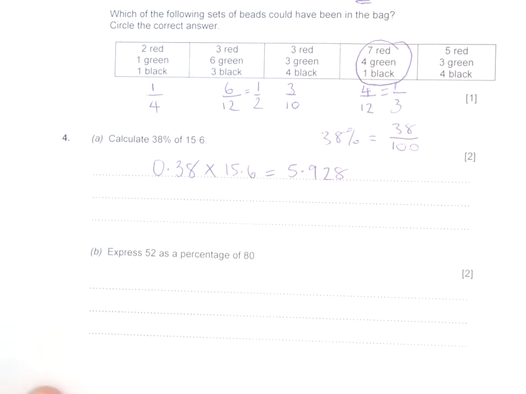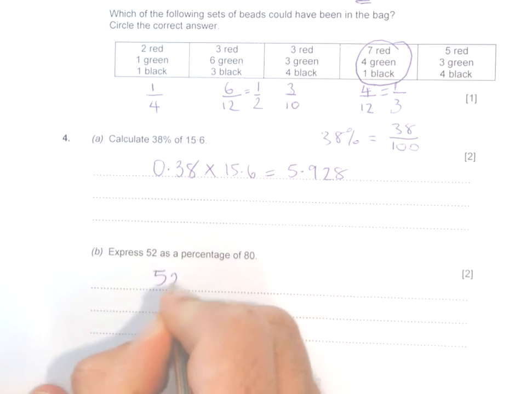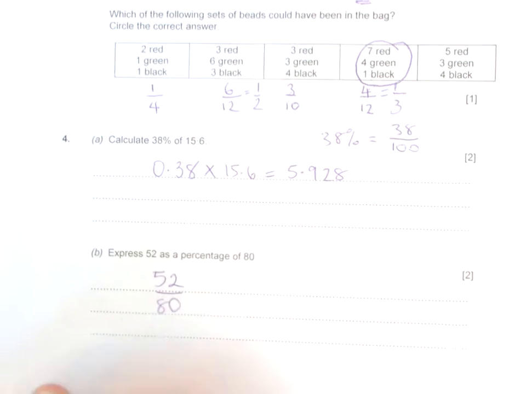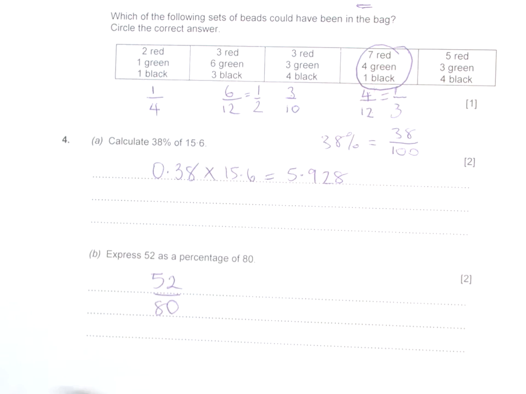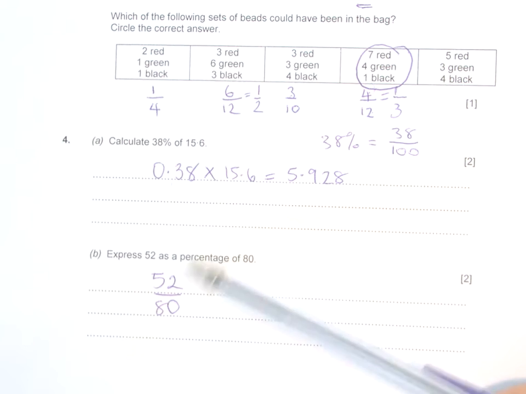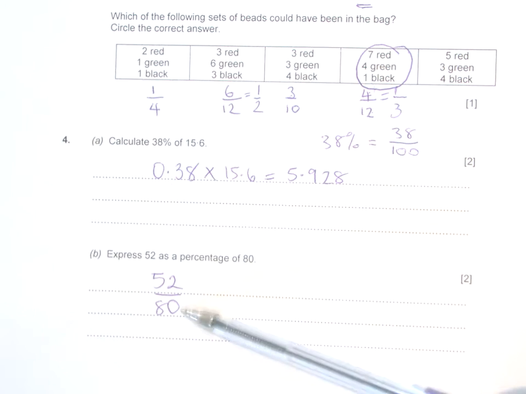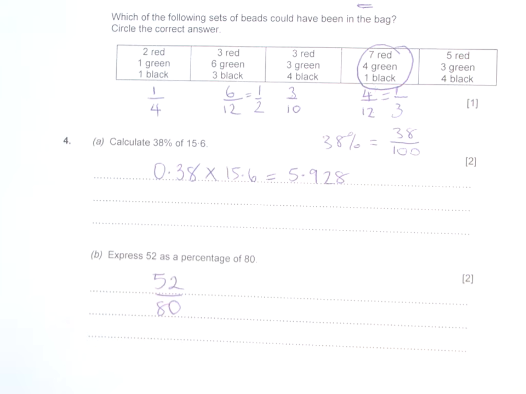Okay, part B, it says, express 52 as a percentage of 80. Now, first of all, you need to write this. Don't worry about that word percentage or express to start with. Just write that down, just like you'd have in a test. For instance, this test is out of 80, isn't it? And at the end, you will write down the mark that you get out of 80. That's what you're doing. You write the 52 out of 80. Of course, then we're interested to know what that is as a percentage.